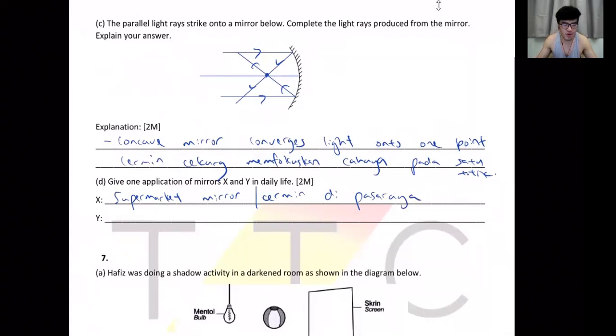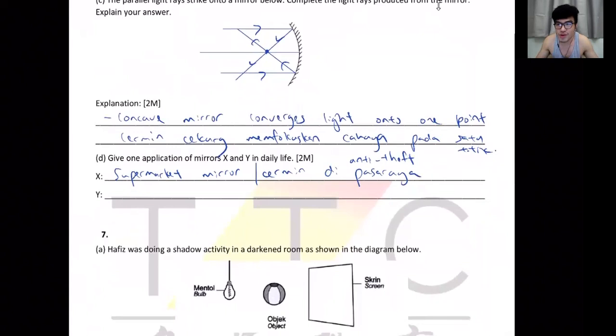This doesn't sound very good. Or you want to just say anti-theft mirror. I accept also. Okay, this sounds more professional. Anti-theft means 防盗, stop people from stealing. Okay, cermin cegah pencurian. Okay, no problem. Or you want to say blind spot mirror also can.